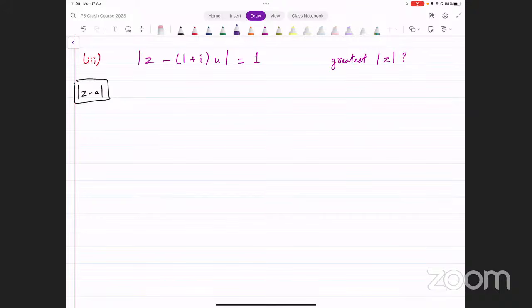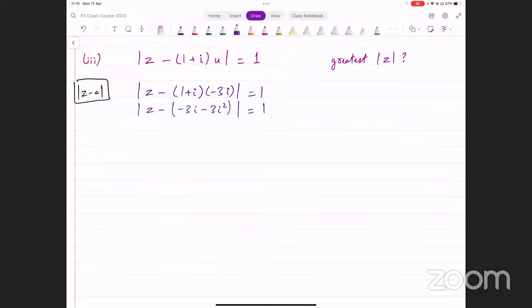For that, we would first need to simplify this. So z minus 1 plus iota into u. u is minus 3 iota, we know that from the first part. Now, this can be written as 1 into minus 3 iota, that's minus 3 iota. Iota into minus 3 iota, that's minus 3 iota square. That equals 1. Modulus of that equals 1.